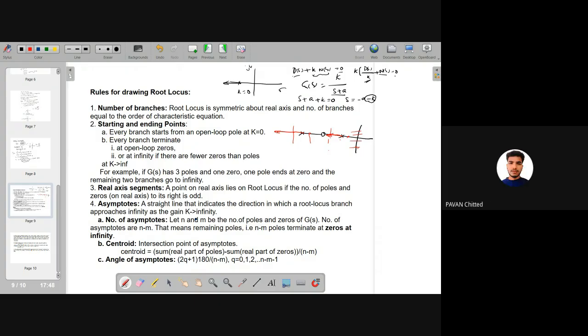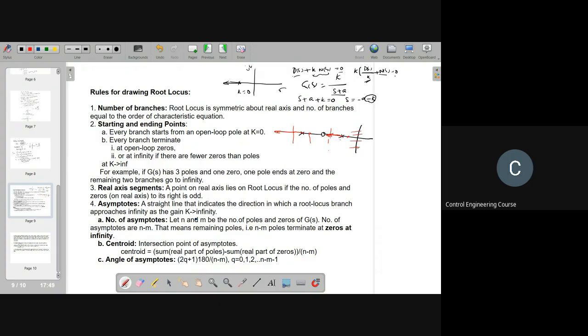Ma'am, here the number of poles and zeros, are we considering them combined or individually? Combined. Total poles and zeros to the right of the test point should be odd. Then only the root locus exists up to that point. If it's even, then it won't exist.